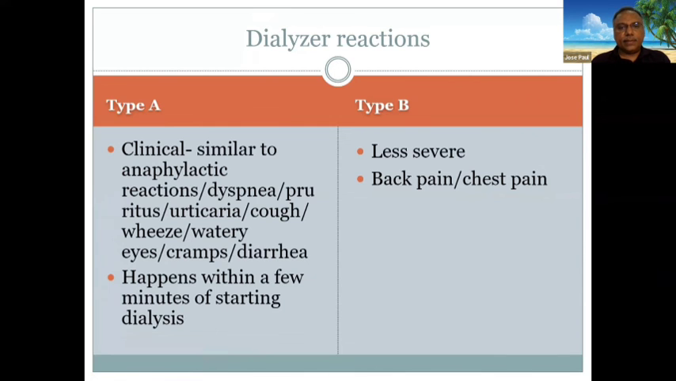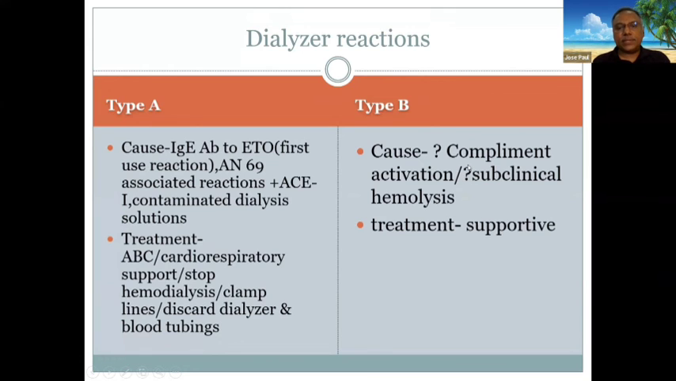Then type B reactions include less severe reactions. Often they present with subtle manifestations like back pain and chest pain. The cause is not clear. It is probably thought to be due to complement activation or subclinical hemolysis, and the treatment is supportive. So I have discussed almost all the complications of hemodialysis.